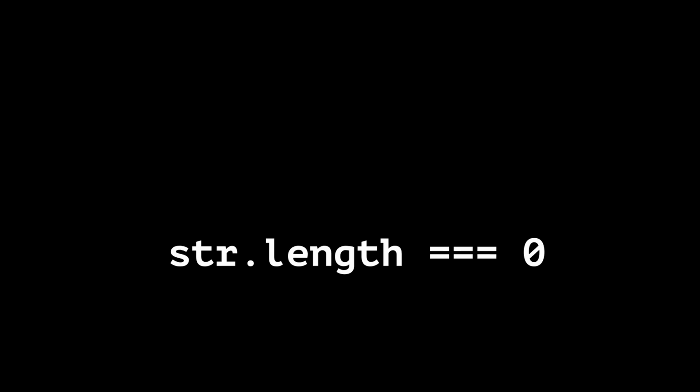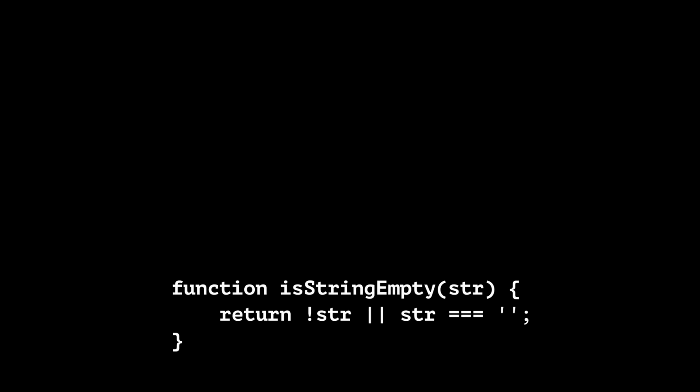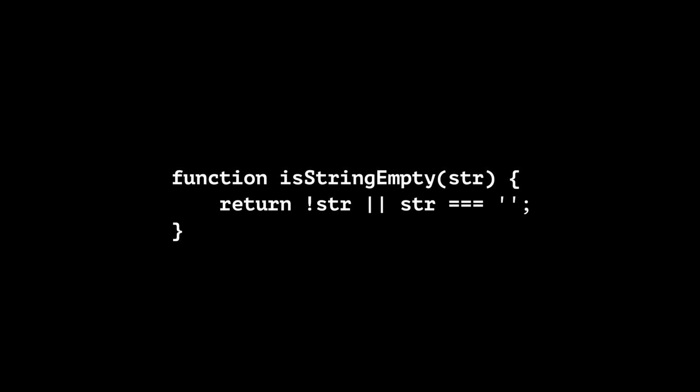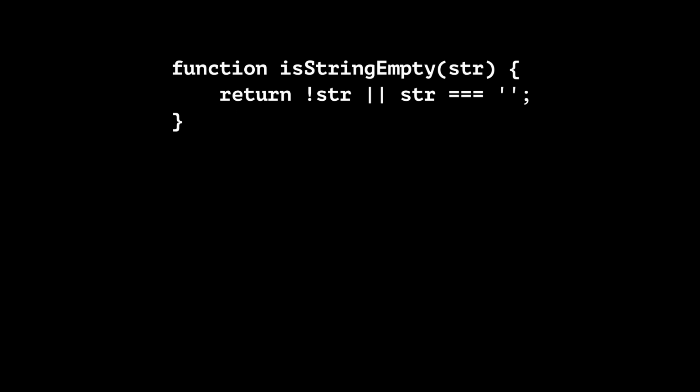Let's recap. Use the length property for simple cases, the equality operator with an empty string for direct comparison, and a reusable function to handle complex scenarios like null or undefined. These methods will help you write cleaner and more reliable code.